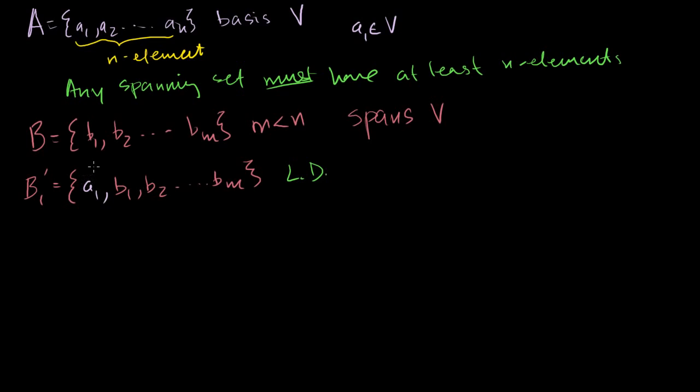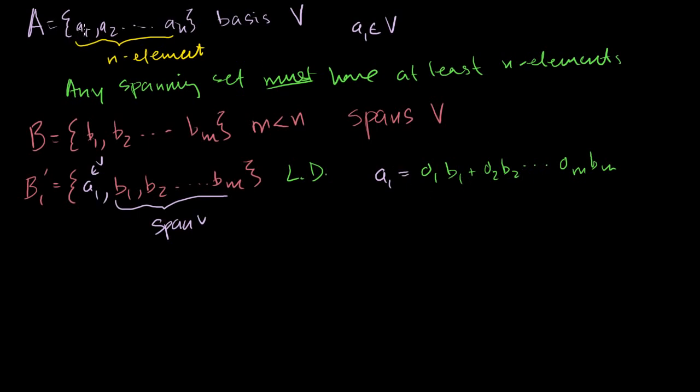So if a1 is in V, and the b's span V, by definition some linear combination of these guys can be used to construct any member of V. So you can take some linear combination of these guys to construct a1. So you could say a1 is equal to d1 b1 plus d2 b2, all the way to dm bm, where the d's are constants. And at least one of these has to be non-zero.